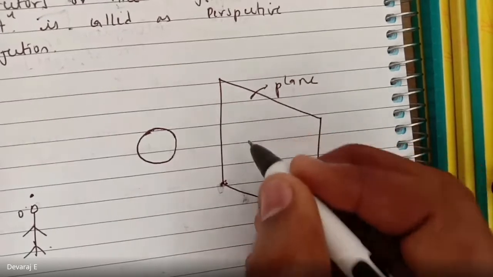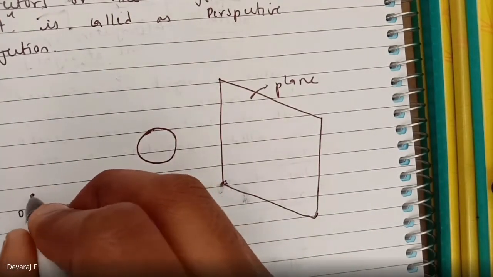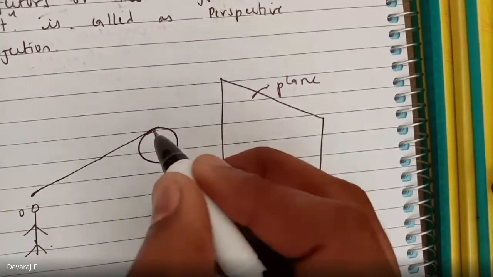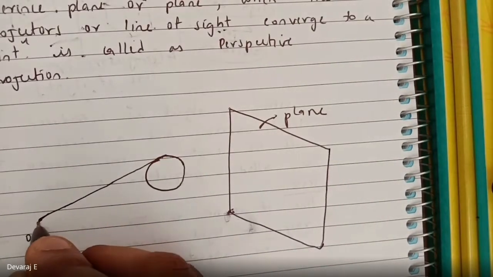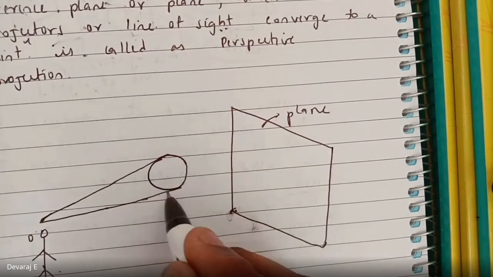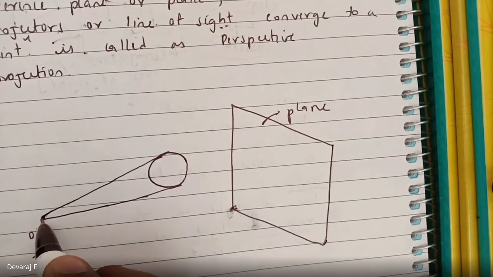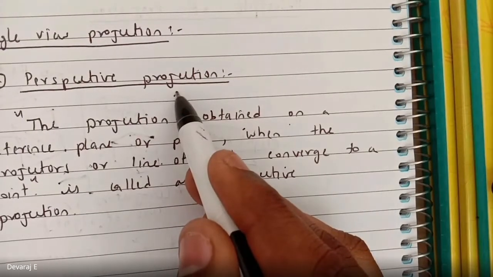the projection, or plane of projection, okay, see here, when the line of sight, which is passing from the object, is converging at a point with the observer, this is called the perspective projection. So everyone has understood, right?